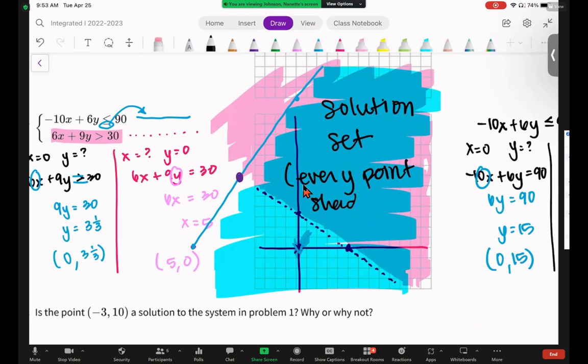Solution set. So that means every point shaded pink and green are solutions. Okay, so even outside this graph, it's all these here. Now this guy's not a solution because he's only pink. This guy's not a solution because he's only green. This guy right here is not a solution because this is a dashed line and this is a solid. But everybody along this line is a solution set, if that makes sense.